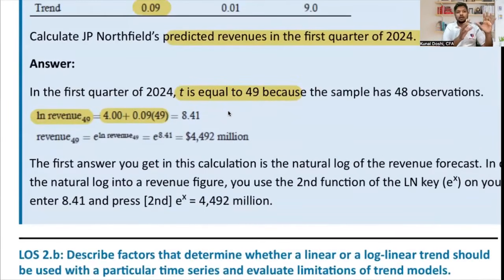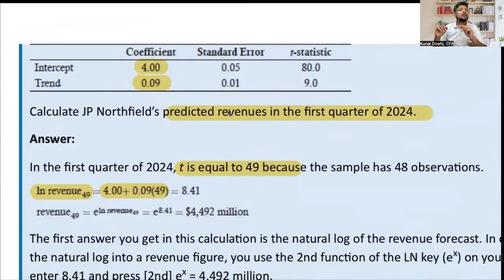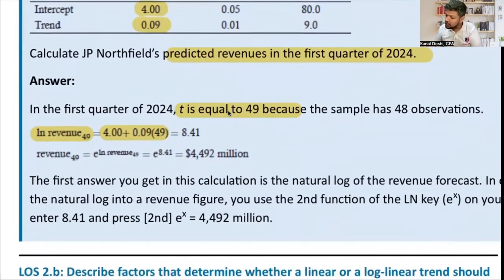So the original model is B0 plus B1, that is 4 plus 0.09 T. Now we are looking for the 49th quarter. So then my answer will be log natural of revenue is 8.41. But guys, what does this 8.41 mean? If you want to convert this into an outcome, how do I convert log into a normal thing? Guys, in your calculator, you will do 8.41 and then press second ln. Yes, press second ln, everyone.